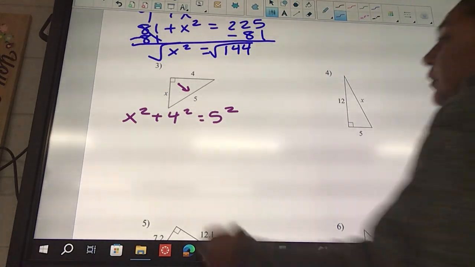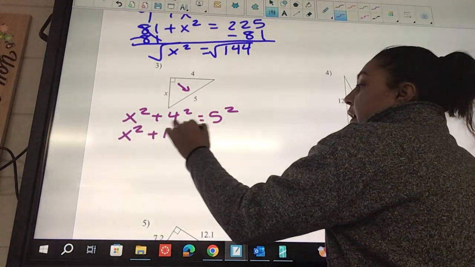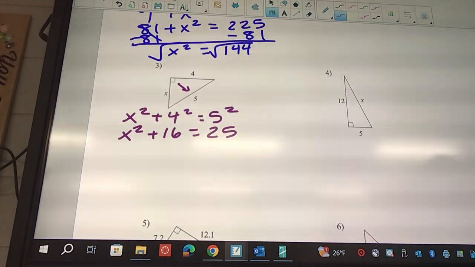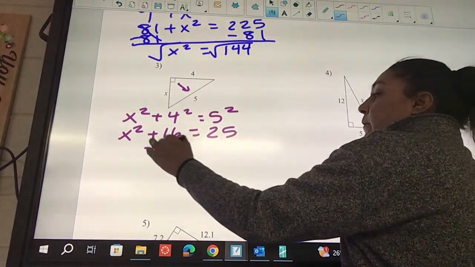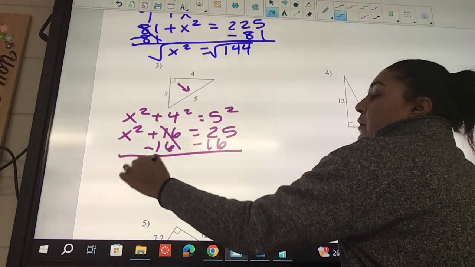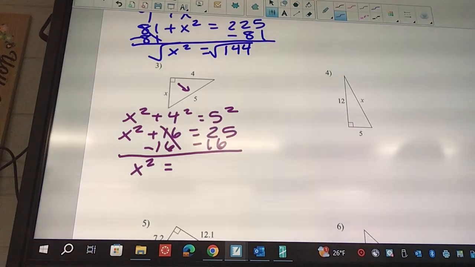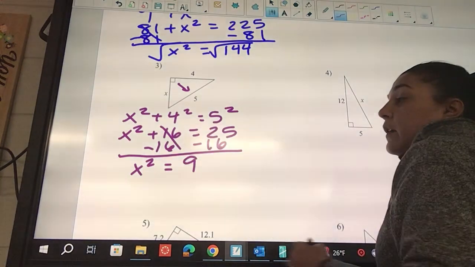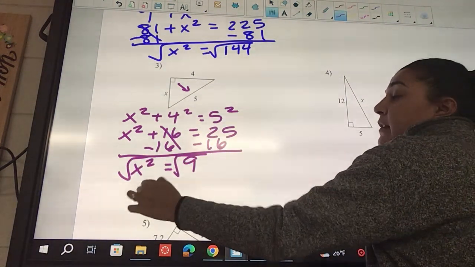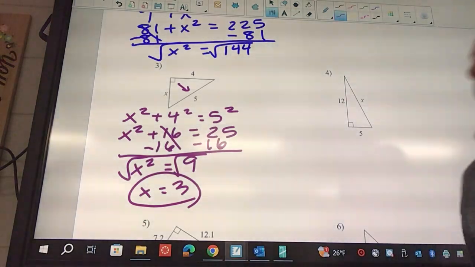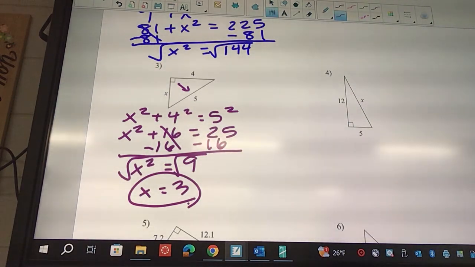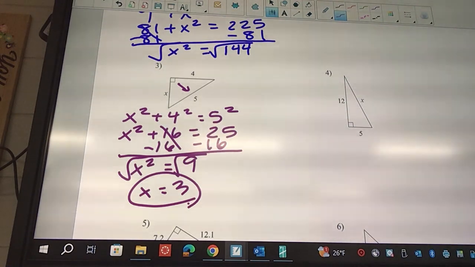What is 4 squared? 16. And 5 squared is going to be 25. Then what needs done? Subtract 16 from both sides. So I'm going to get x squared. What is 25 minus 16? 9. And then we're going to square root both sides, and my x is going to be 3. Again, I can see that my x, the one that I was solving for, is less than 5. That doesn't mean it's absolutely right, but it means it's probably right. If it was 25, then I know yours isn't right. There's no way.